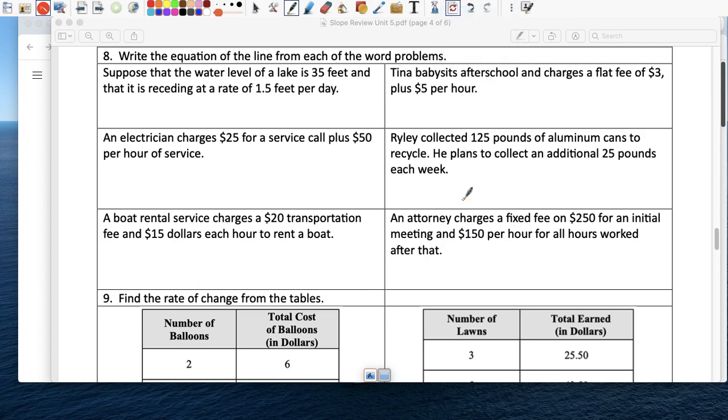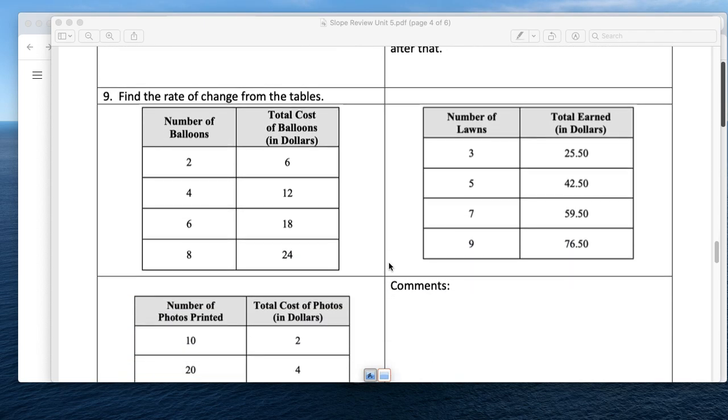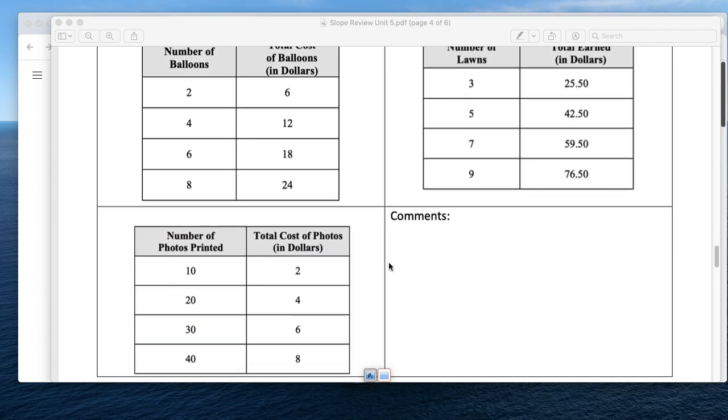Attorney charges a flat fee of $250 for an initial meeting and $150 per hour. So yeah, those are lawyers. They charge $150 per hour plus this $250 for the initial meeting. That wasn't that crazy. Find the rate of change from the tables.